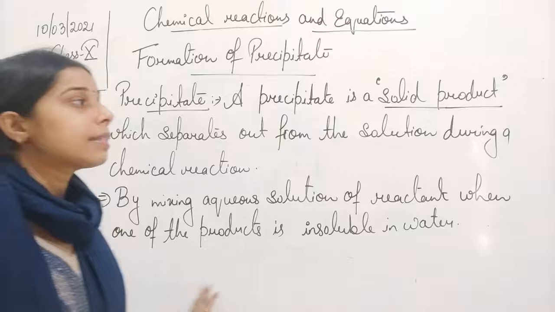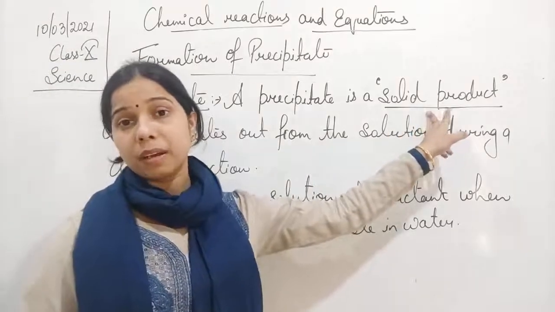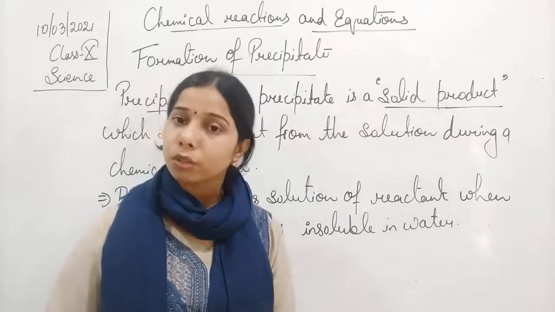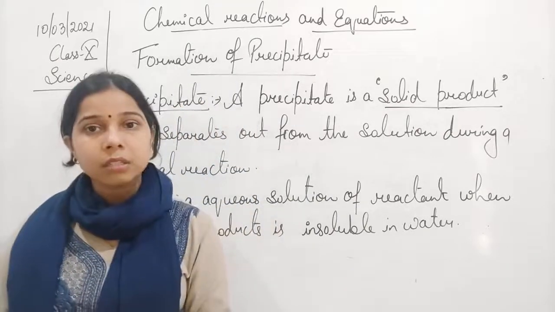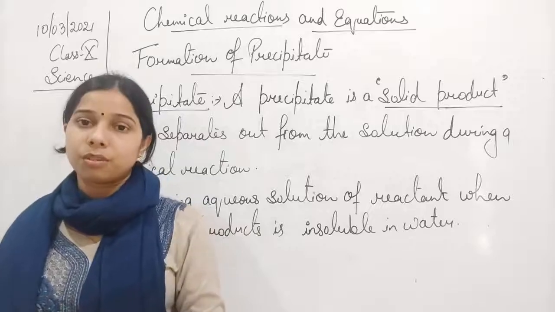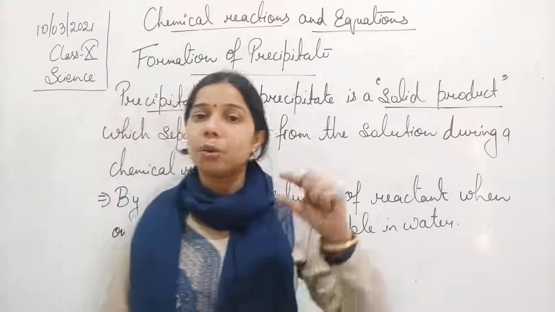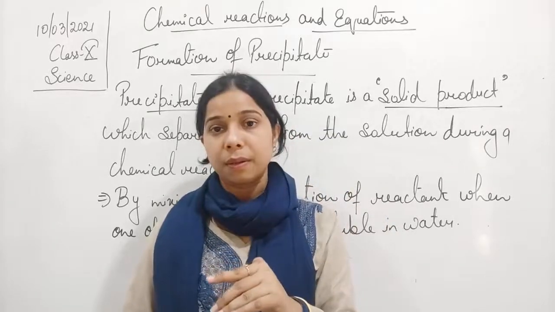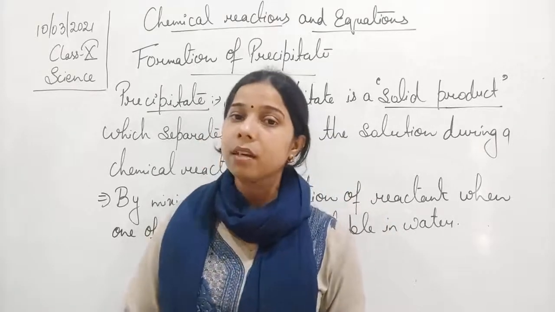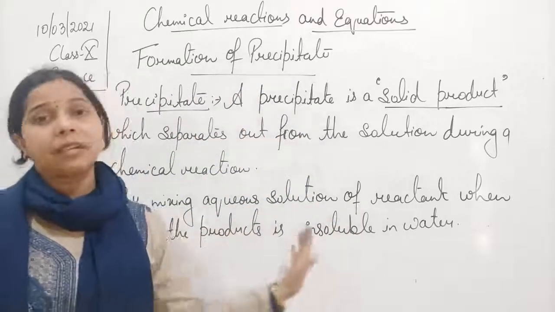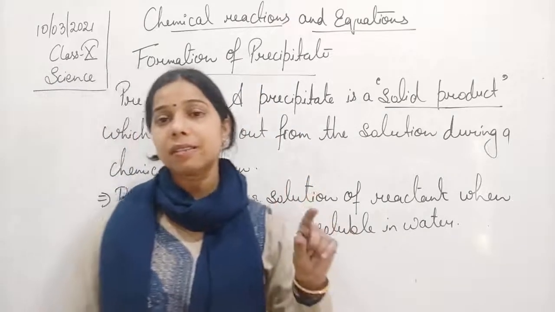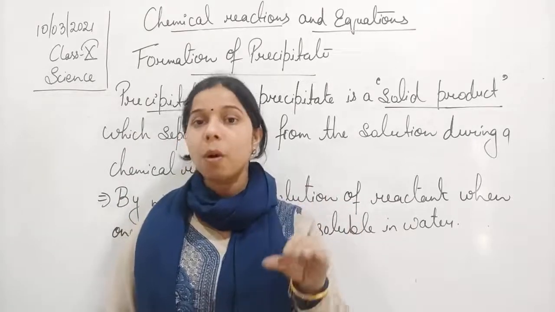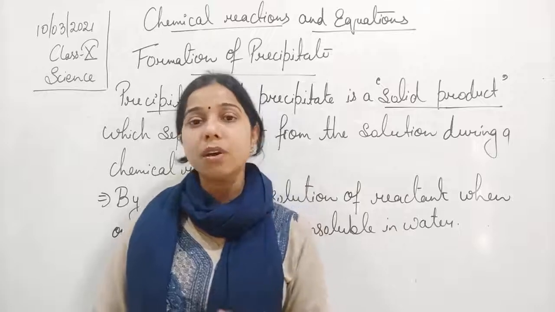What we have to understand, what is our concern, is this solid product, an insoluble one, which does not dissolve into the solution. If it is not dissolving, it separates out. And how does it separate out? In the form of a solid, it remains settled at the bottom of the test tube, and that we call a precipitate. So when a chemical reaction takes place and a solid product is formed, settled at the bottom of the test tube, that is called a precipitate.